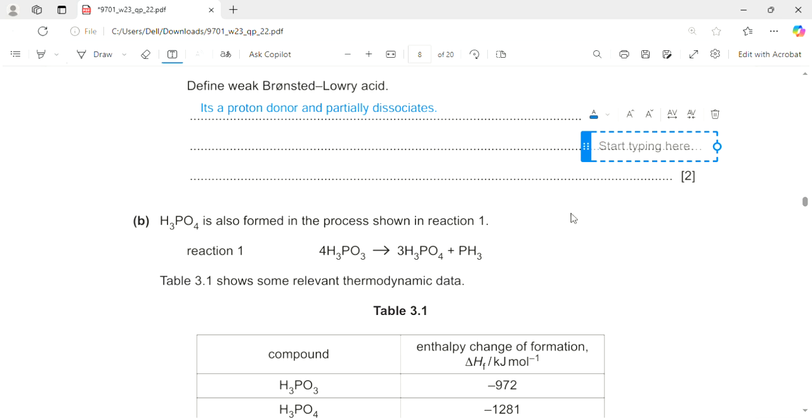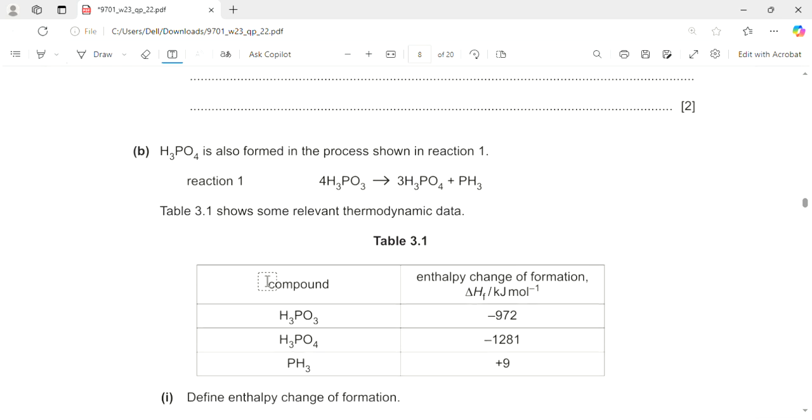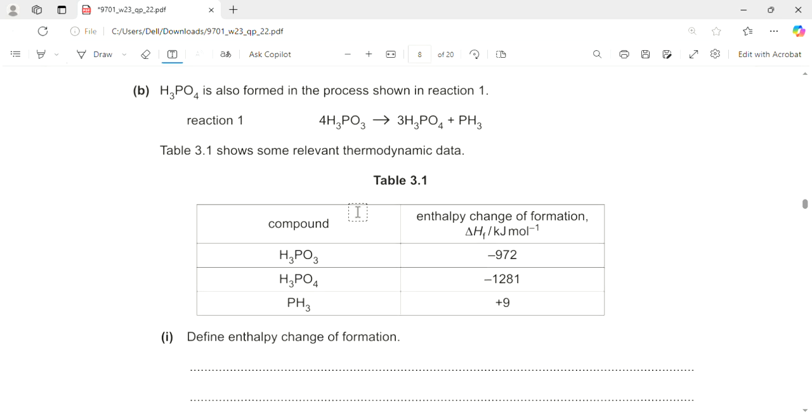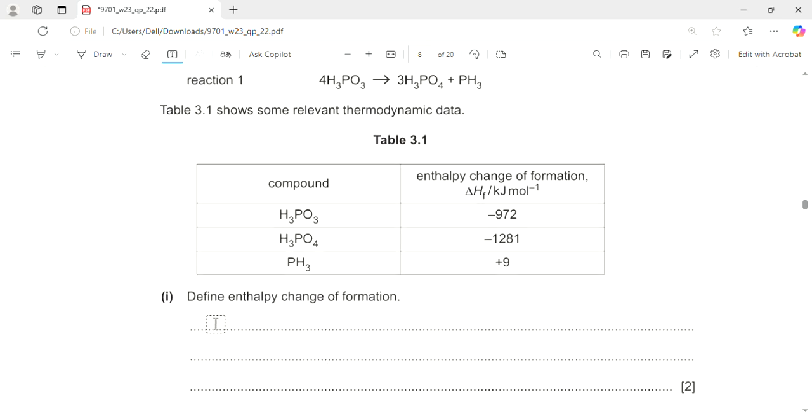Part B. H3PO3 formed in the process, reaction 1. Here is table 3.1, which shows us some relevant thermodynamic data. So first, define the enthalpy change of formation. It's just asking for the definition of formation.